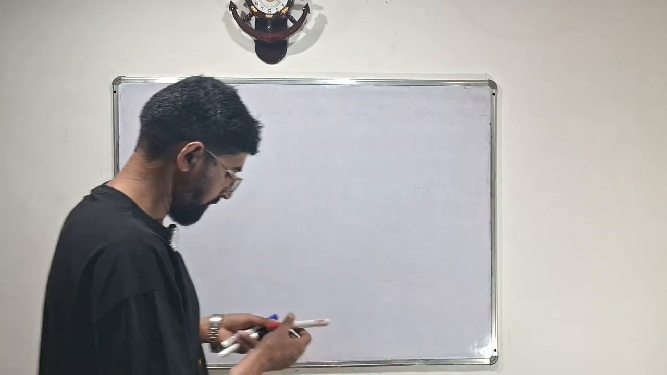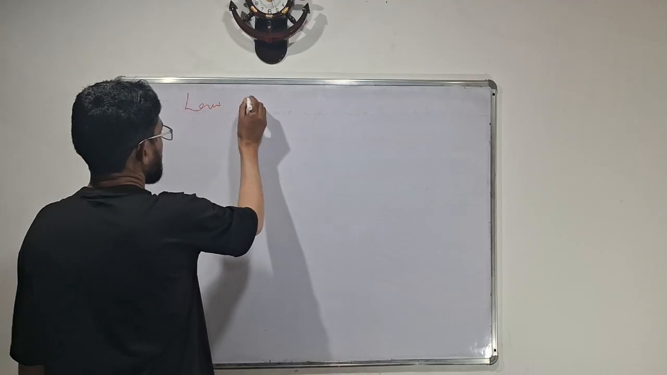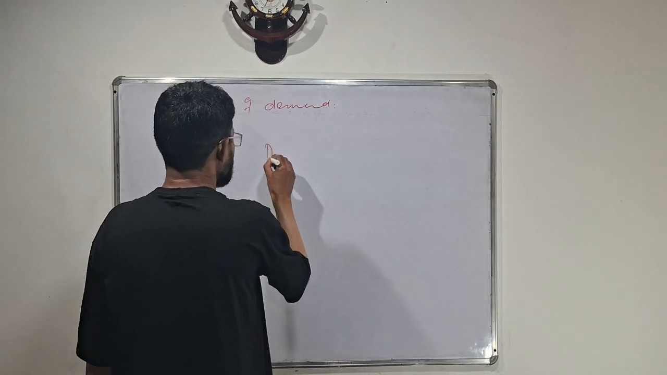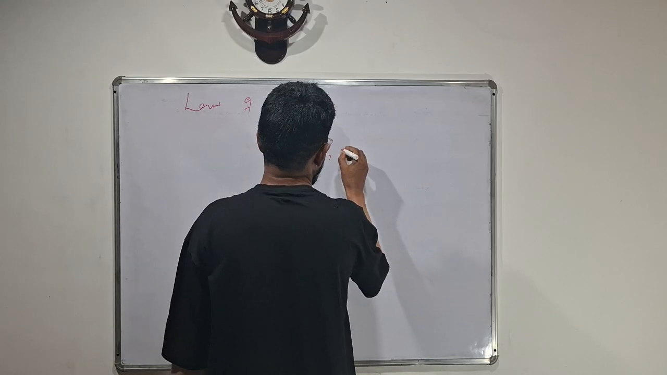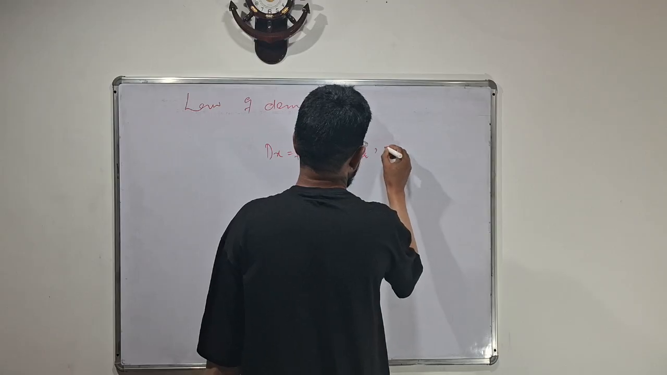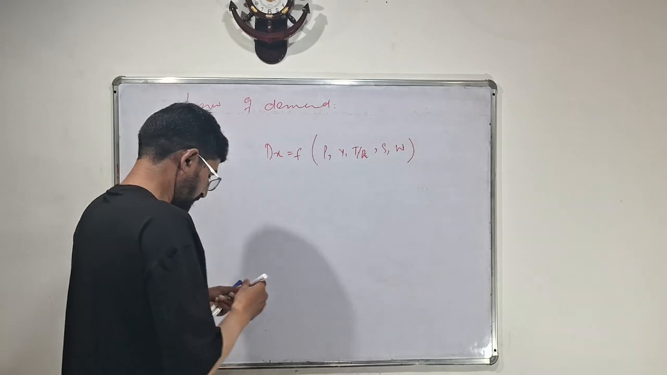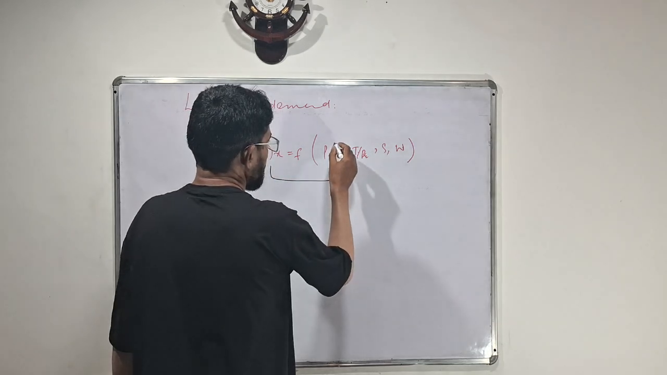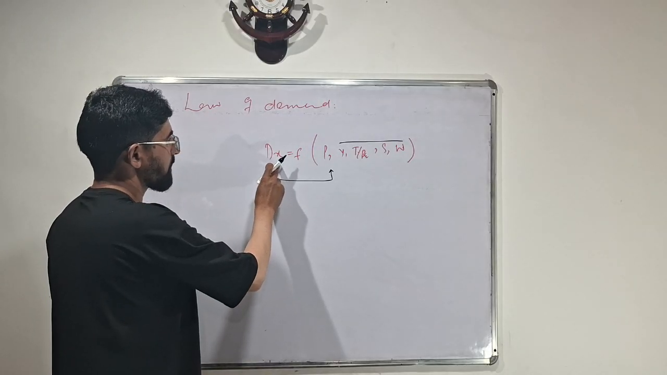I will write it down. Law of demand: Dx is a function of price, income, taste, preferences, substitutes, and weather conditions. These are kept constant. When I show the relationship between Dx and P, these factors are kept constant. At that time, there is an inverse relation between price and quantity demanded.